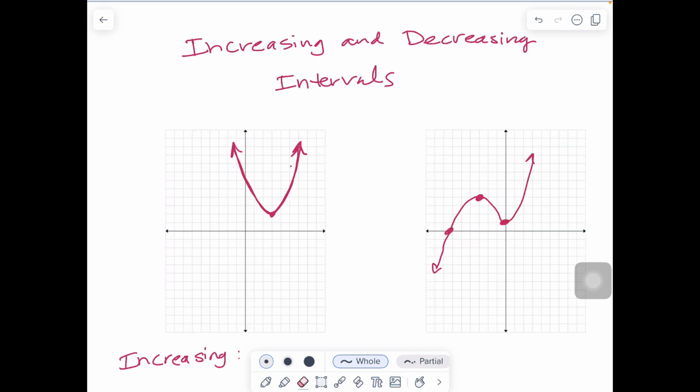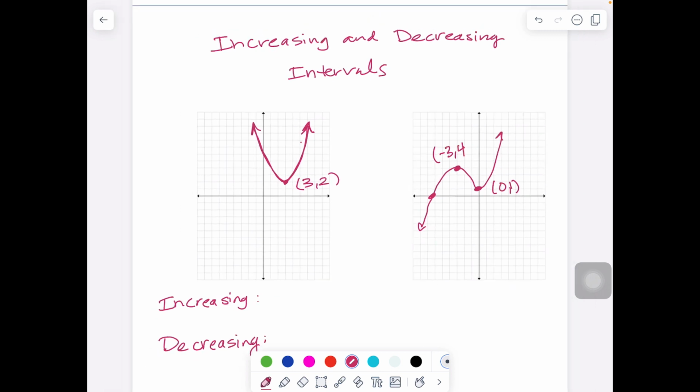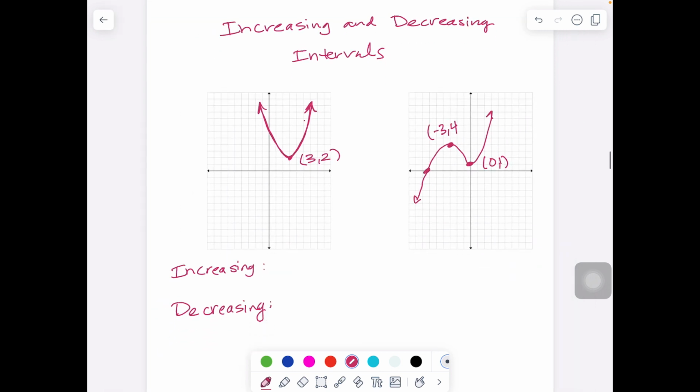Okay, what I want you to add is 2 little graphs. We can title this box increasing and decreasing intervals. On the first graph, I have a parabola, and I might go ahead and list the vertex so that if we all have the same drawing, it'll help when we talk about it. So this has a vertex of 3, 2. On the cubic, it has a max at negative 3, 4. It has a min at 0, 1. All right, take a minute to write that down. If you need to pause it here, go ahead and pause it.